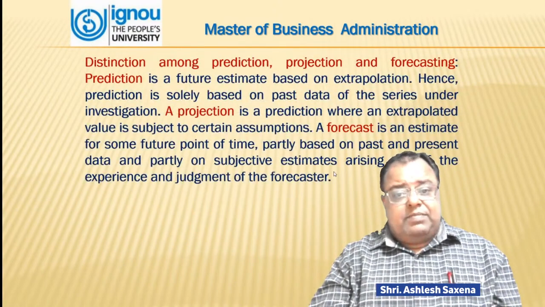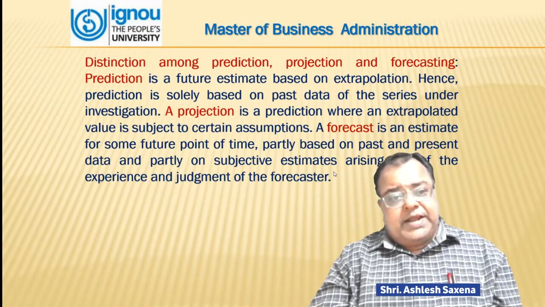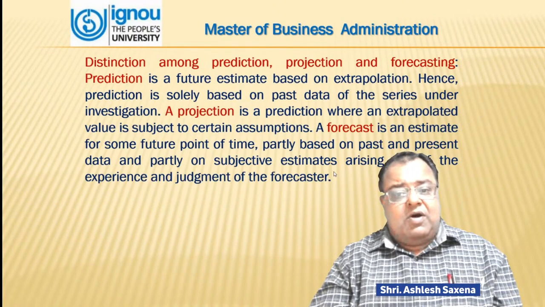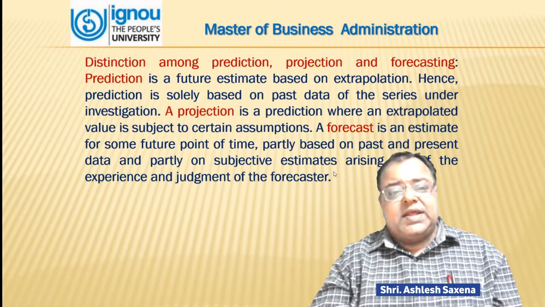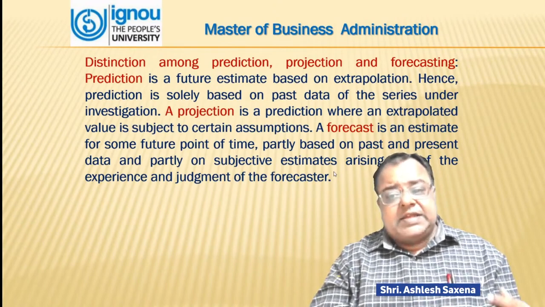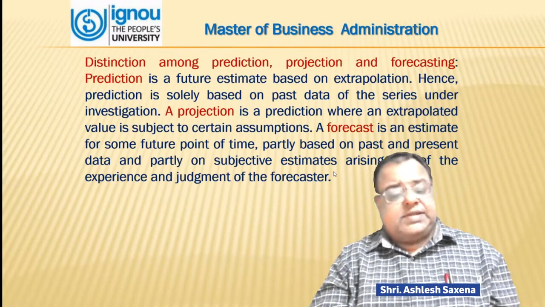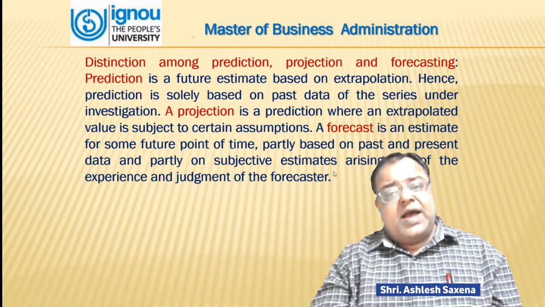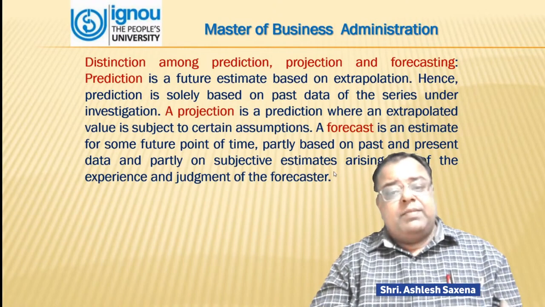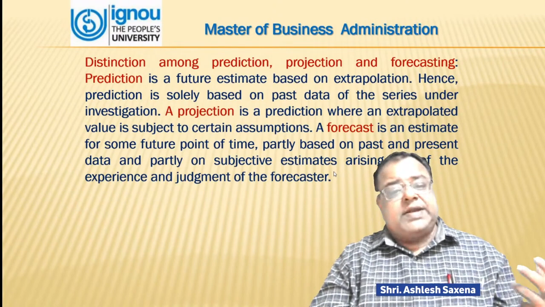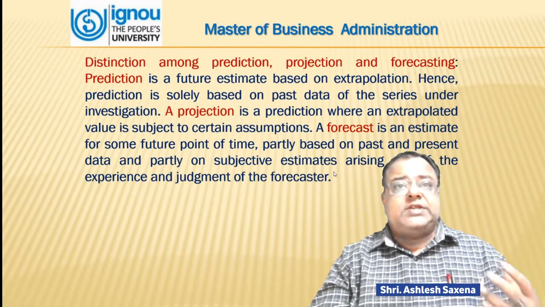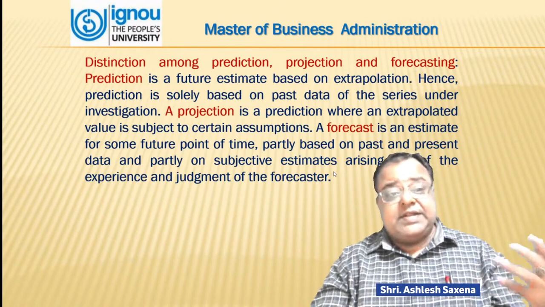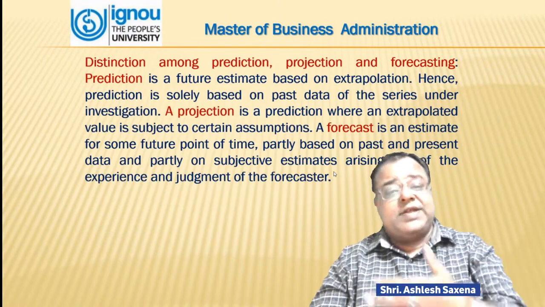Distinction among prediction, projection, and forecasting. Prediction is a future estimate based on extrapolation. Hence, prediction is solely based on past data of the series under investigation. Whereas a projection is a prediction where an extrapolated value is subject to certain assumptions. And a forecast is an estimate of some future point of time, partly based on past and present data, and partly on subjective estimates arising out of the experience and judgment of the forecaster. So these are the basic three differences between prediction, projection, and forecast.